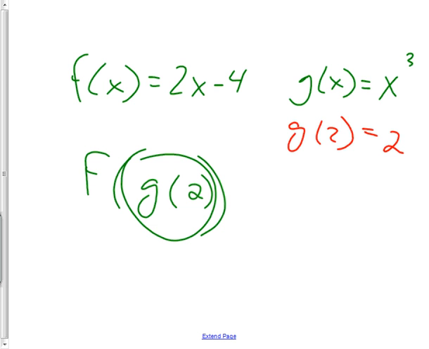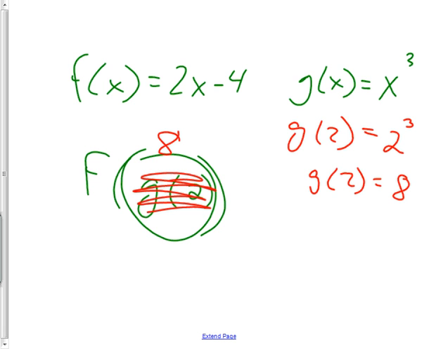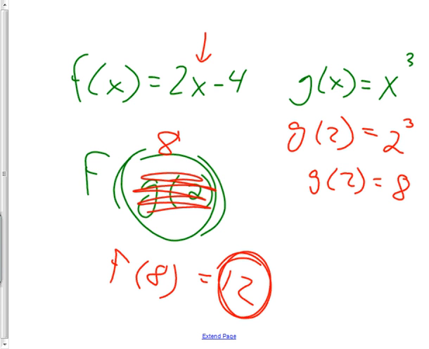g of 2 is 2 cubed. g of 2 is 8. So I replace g of 2 with an 8. And now I'm really figuring out f of 8. F of 8, I stick in the 8 right here. f of 8 will give me 2 times 8 is 16 minus 4. 16 minus 4 is 12. Raise your hand if you had 12. All right, good. And you're on the right track.